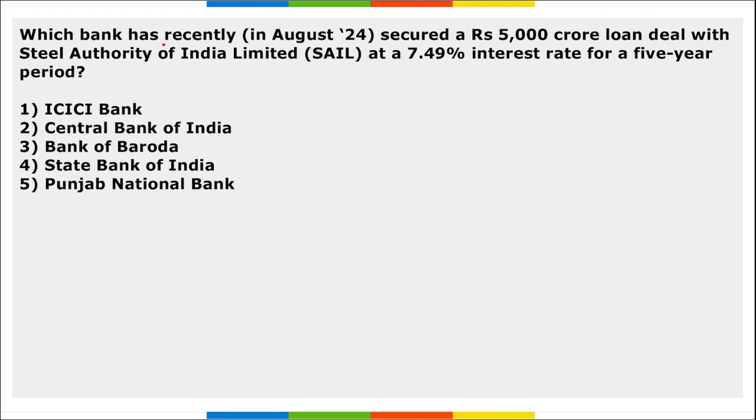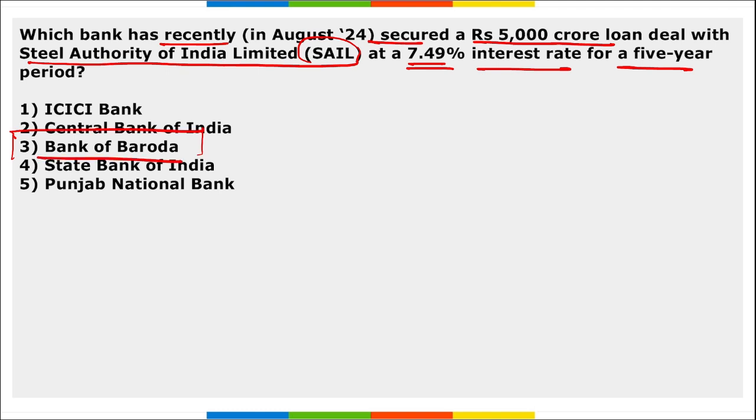Next, which bank has recently secured a 5,000 crore rupees loan deal with SAIL, Steel Authority of India, at 7.49% interest rate for 5-year period? It is Bank of Baroda.